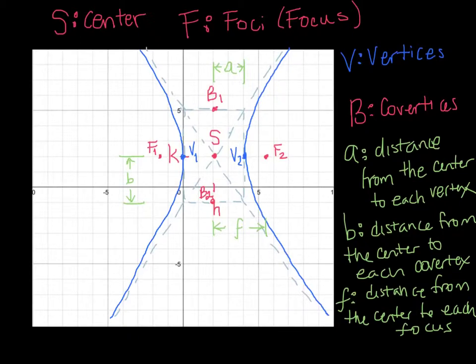We need to calculate also b1 and b2. We need to place these 2 points that are the co-vertices. And these 2 points, f1 and f2, are the 2 foci. The distance between the center and each one of the vertices is called a. The distance between the center and each one of the co-vertices is called b, and the distance between the center and each one of the foci is called f or c. In this case, we're going to call it f.